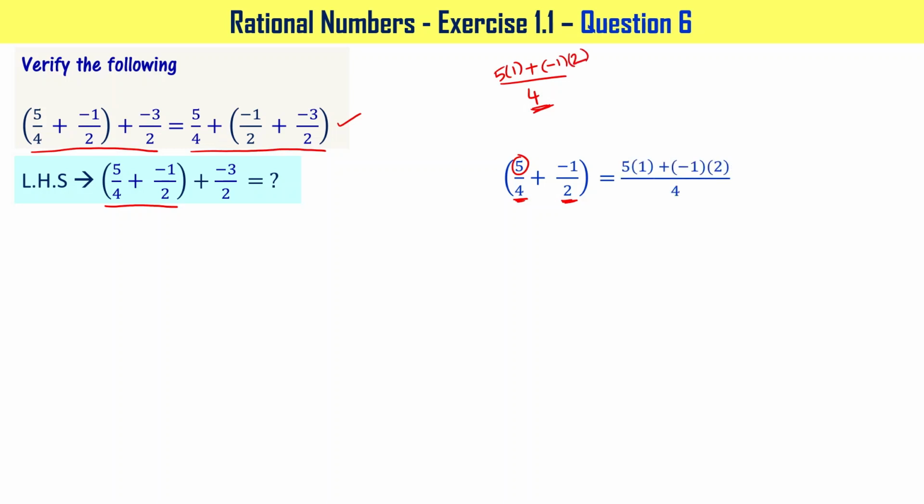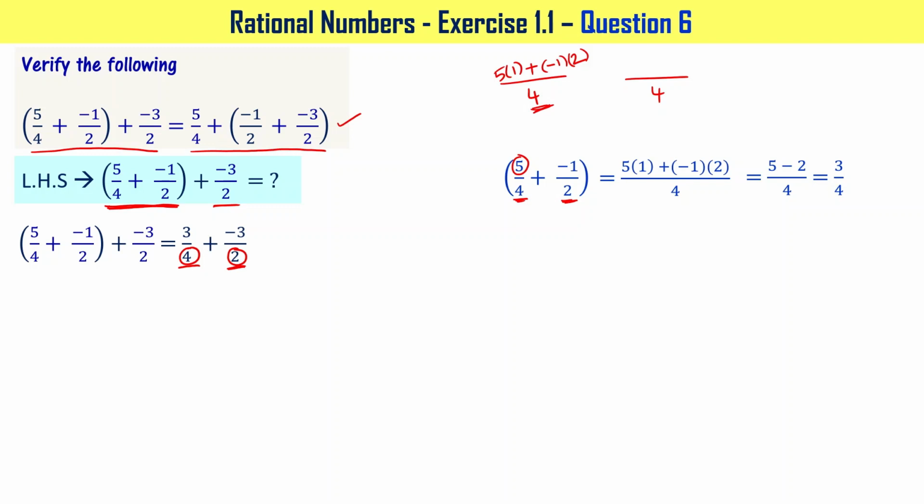Let's write that. 5 times 1 plus minus 1 times 2 divided by 4. 5 times 1 is 5 and minus 1 times 2 is minus 2. So it is going to be 5 minus 2 divided by 4, that is equal to 3 by 4. We are done with the first part of LHS, that is 3 by 4. Now we have to add 3 by 4 to minus 3 by 2. Here also the LCM of the denominators 4 and 2 is 4.